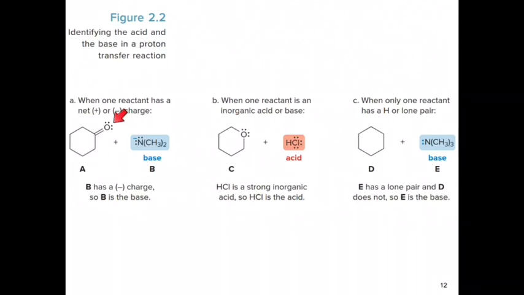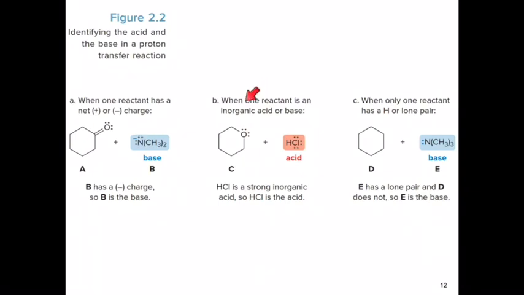electron-rich sites. Like for example, this oxygen right here contains lone pairs of electrons, but because this molecule also contains hydrogens, so for example, this carbon right here contains two hydrogen atoms, and so do these carbons over here. They also contain hydrogen atoms. Then that would make molecule A the acid and molecule B the base because, again, this has a net negative charge.